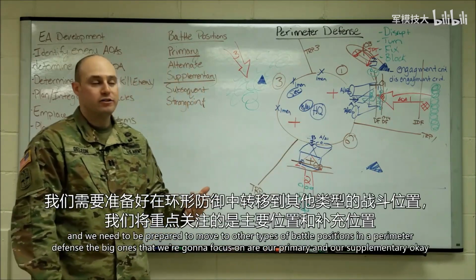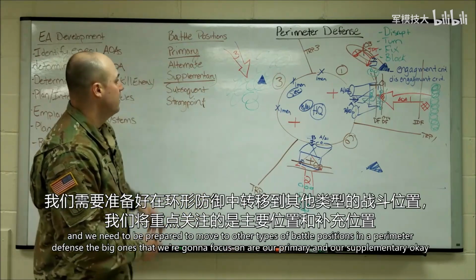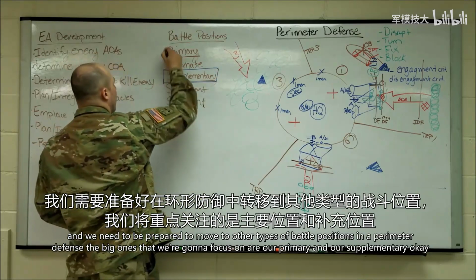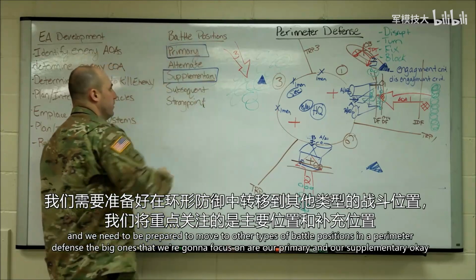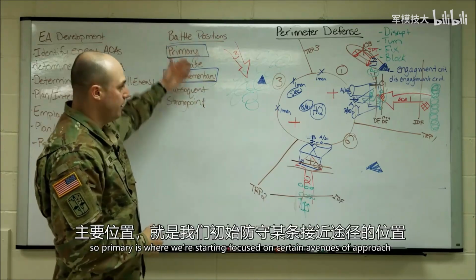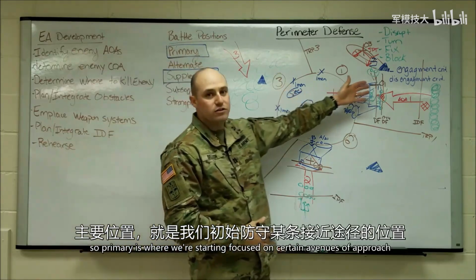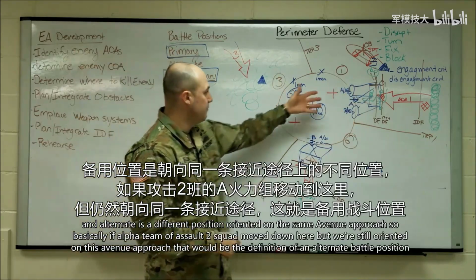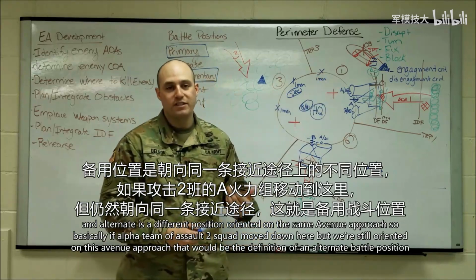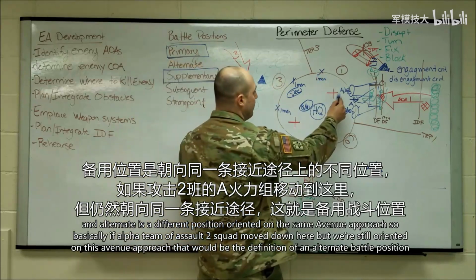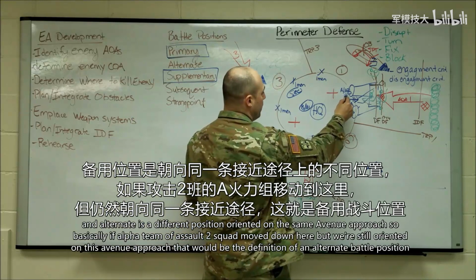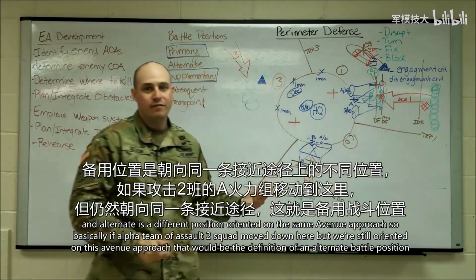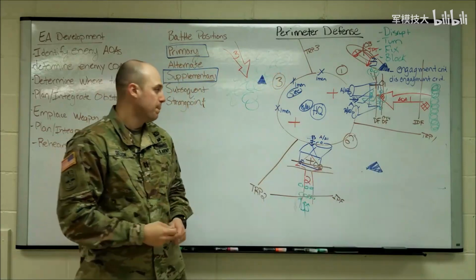And we need to be prepared to move to other types of battle positions. In a perimeter defense, the big ones that we're going to focus on are our primary and our supplementary, okay? So primary is where we're starting, focused on certain avenues of approach. An alternate is a different position oriented on the same avenue of approach. So basically, if Alpha team of Alpha 2 squad moved down here, but was still oriented on this avenue of approach, that would be the definition of an alternate battle position.